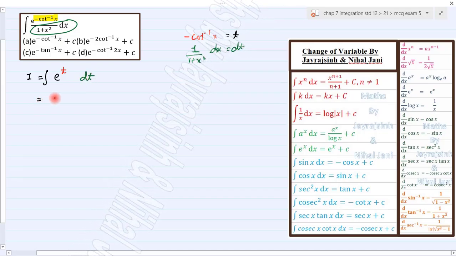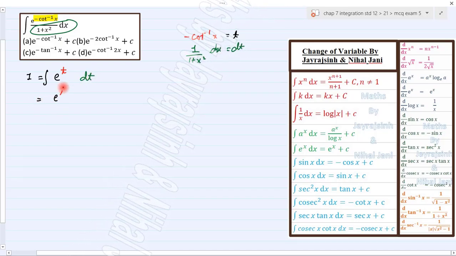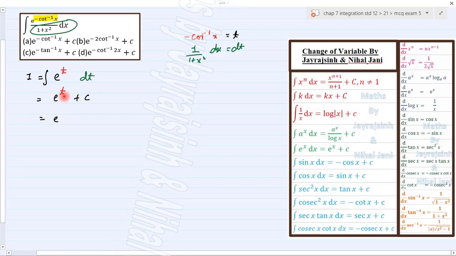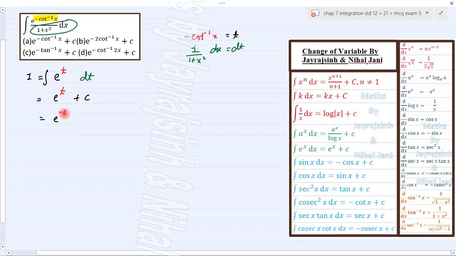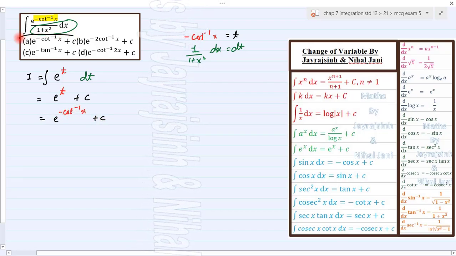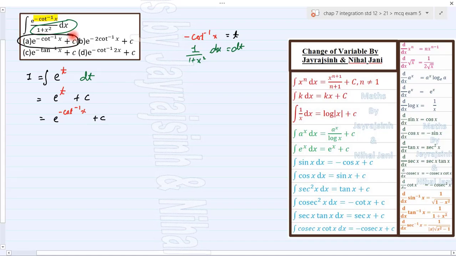So integration of e raised to t is simply e raised to t plus c. To get the final answer, just substitute the value of t, which is minus cot inverse x, which is given in option A. Ta-da!